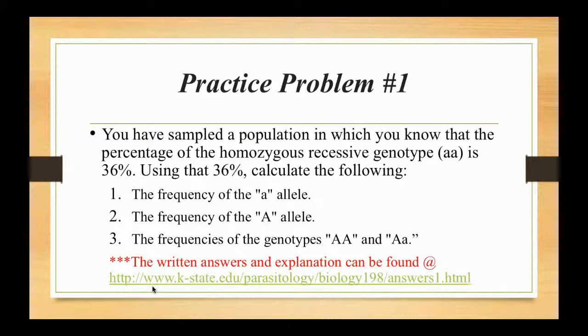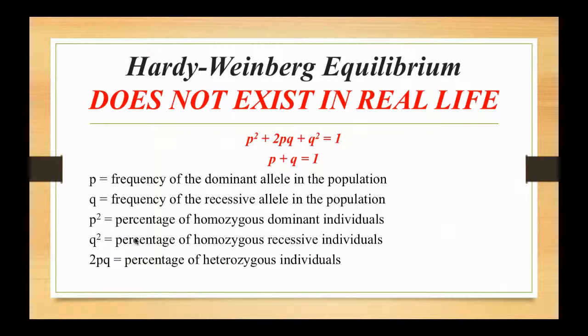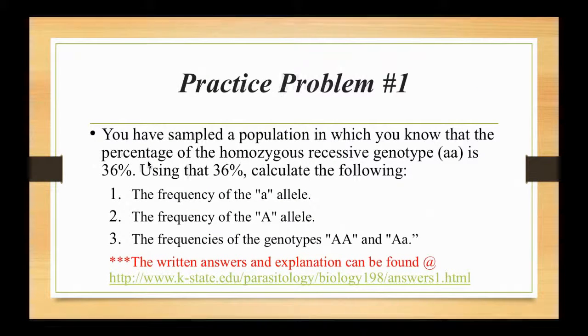So here the problem says that I have 36% of homozygous recessive genotype, which is small aa. Using that 36%, calculate the following. Number one asks about the frequency of the small a allele, which is the recessive allele. Here I have aa as 0.36 or 36%. So aa is q squared, the frequency of homozygous recessive individuals. Since q squared is 0.36, all I have to do is take the square root of that, which is 0.6. So the answer for number one is 0.6 or 60%.